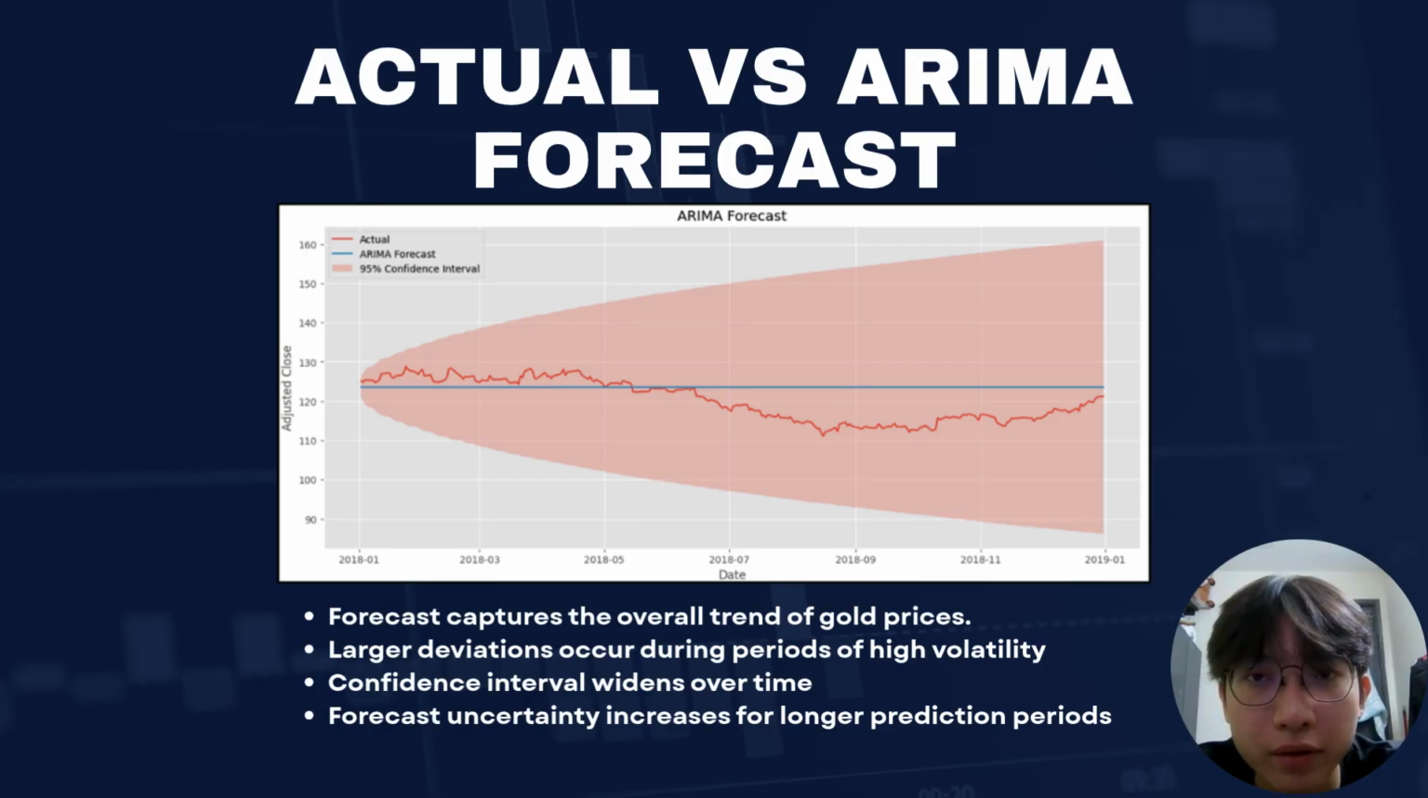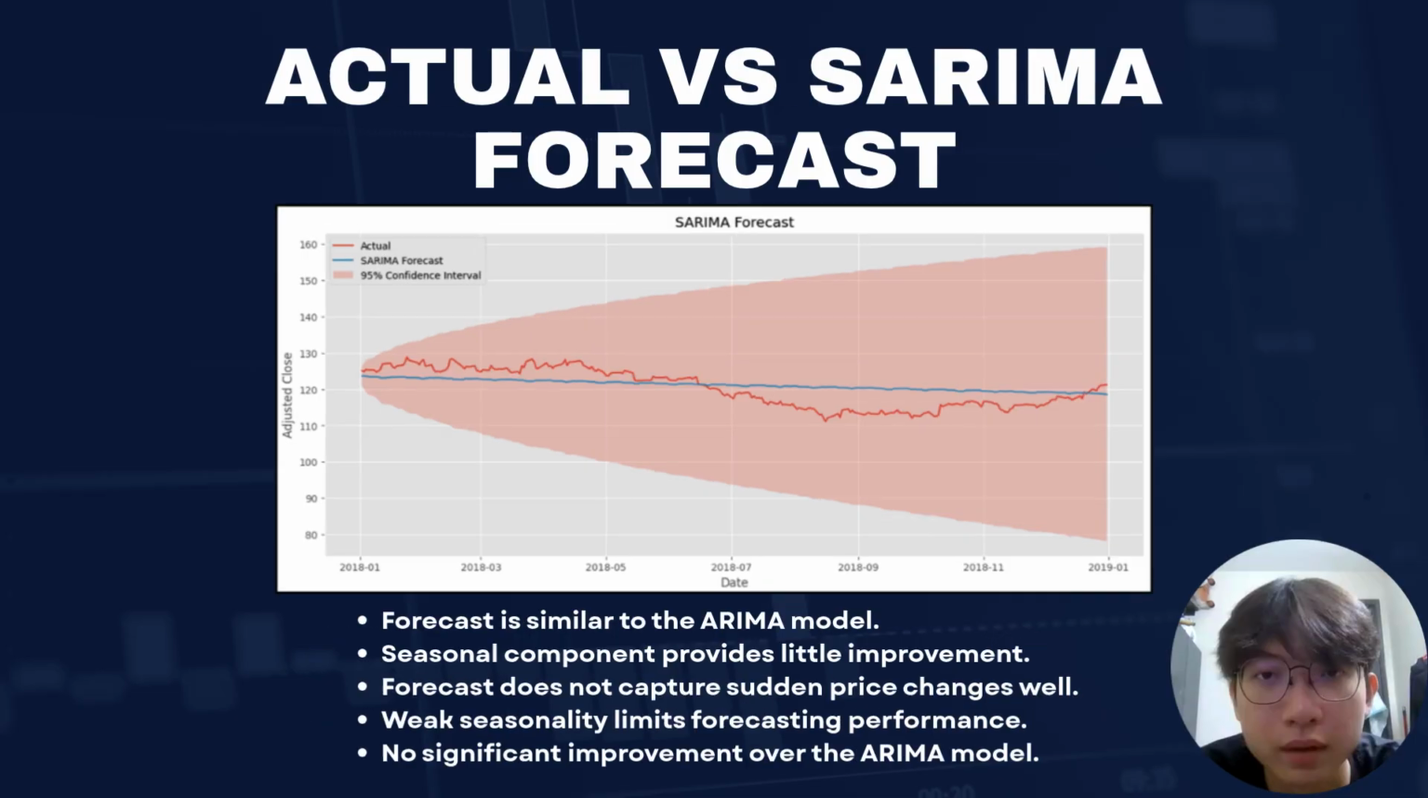Actual versus ARIMA forecast. This chart shows the ARIMA forecasting result. Overall, the model captures the general trend of gold prices, but it does not follow sudden changes closely, especially during volatile periods. The shaded area represents the confidence interval, which becomes wider over time, indicating increasing forecast uncertainty. Overall, ARIMA provides a reasonable forecast, but its accuracy is lower than the Naïve model.